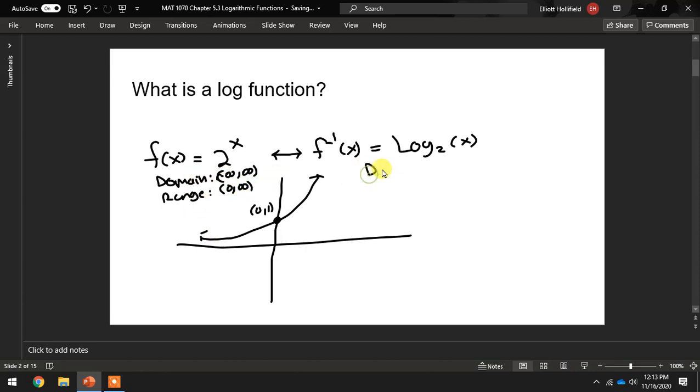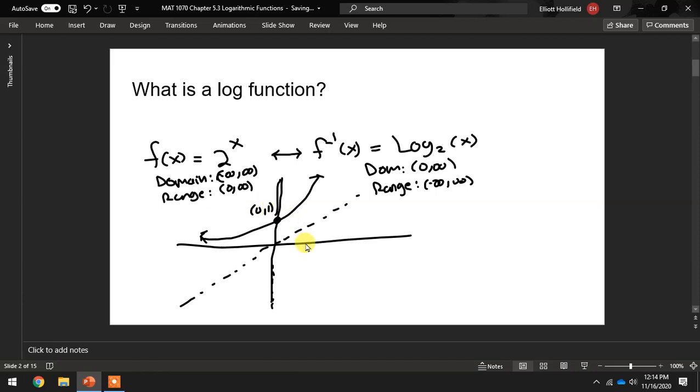Now for the inverse, we need to flip these. The domain becomes the range, and the range becomes the domain. So the domain for the log will be from 0 to positive infinity, and the range will be from minus infinity to positive infinity. Notice here that we also have a horizontal asymptote for the exponential function, and that will flip. Remember, we get the graph of an inverse function by flipping over this line, y is equal to x, and so the horizontal asymptote becomes this vertical asymptote.